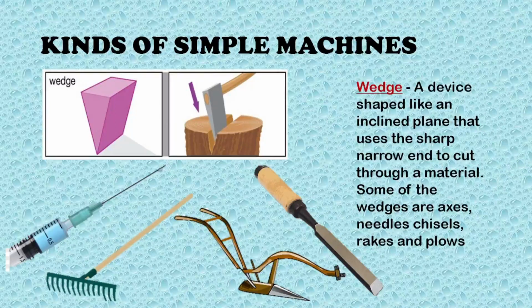Third is a wedge. Wedge is a device shaped like an inclined plane that uses the sharp, narrow end to cut through a material. Some of the wedges are axes, needles, chisels, rakes, and plows.